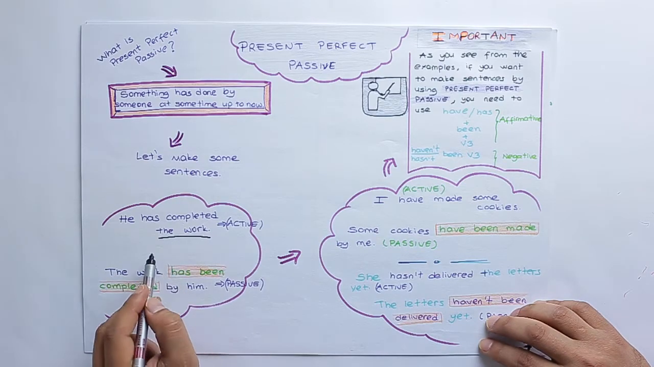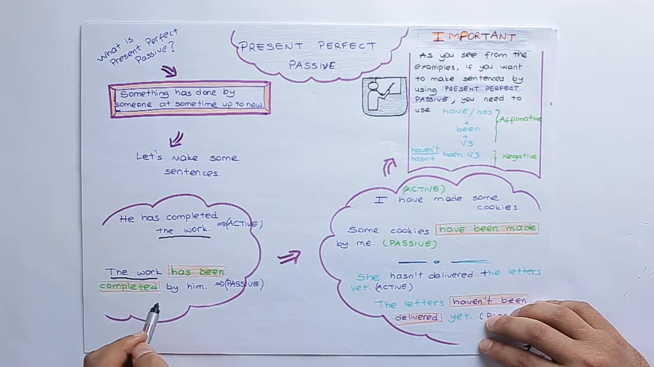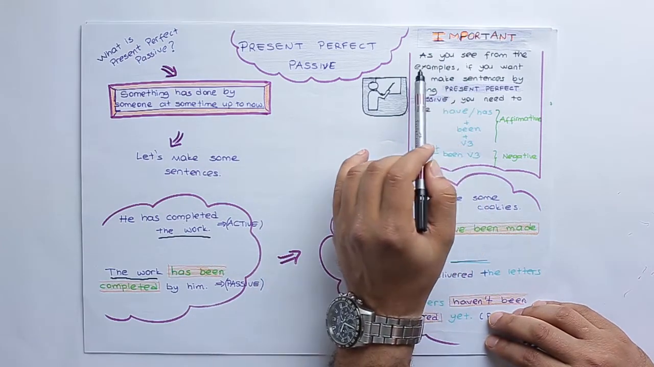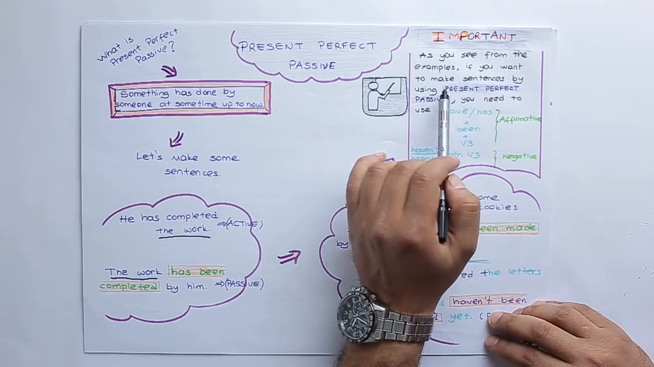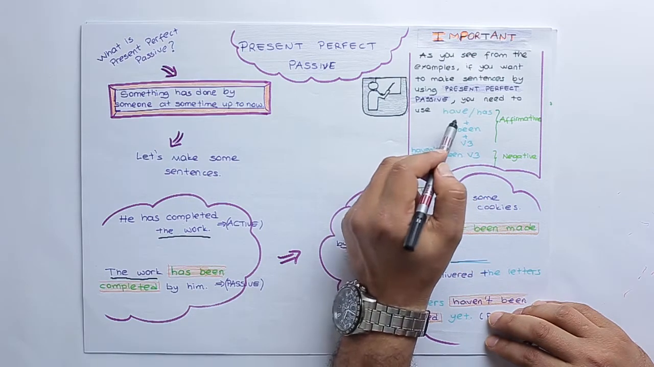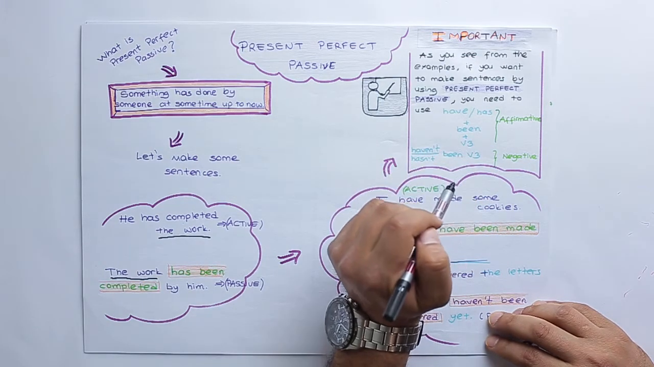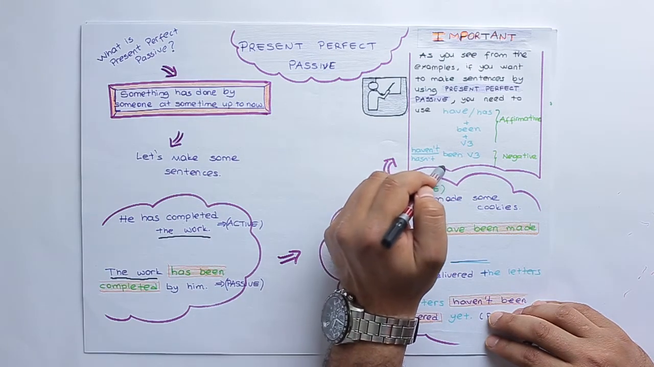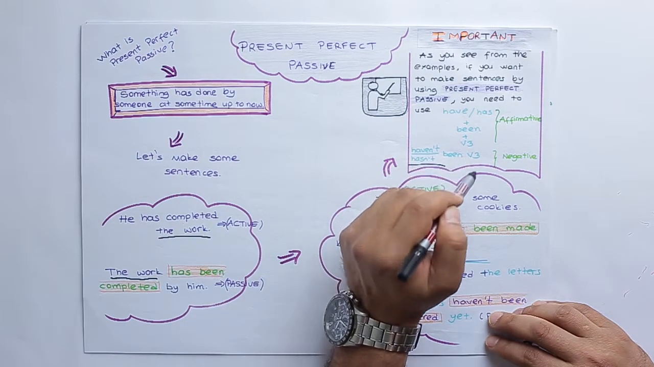Now we are gonna change it into subject for the passive ones. As you know, you have to start the sentence with the subject form. The work has been completed by him is the passive form. Yes. The important section is here. As you see from the examples, if you want to make sentences by using present perfect passive, you need to use what? Have, has been plus verb 3. Yes. Have, has been, past participle form, or for the negative ones, haven't, hasn't been, past participle.